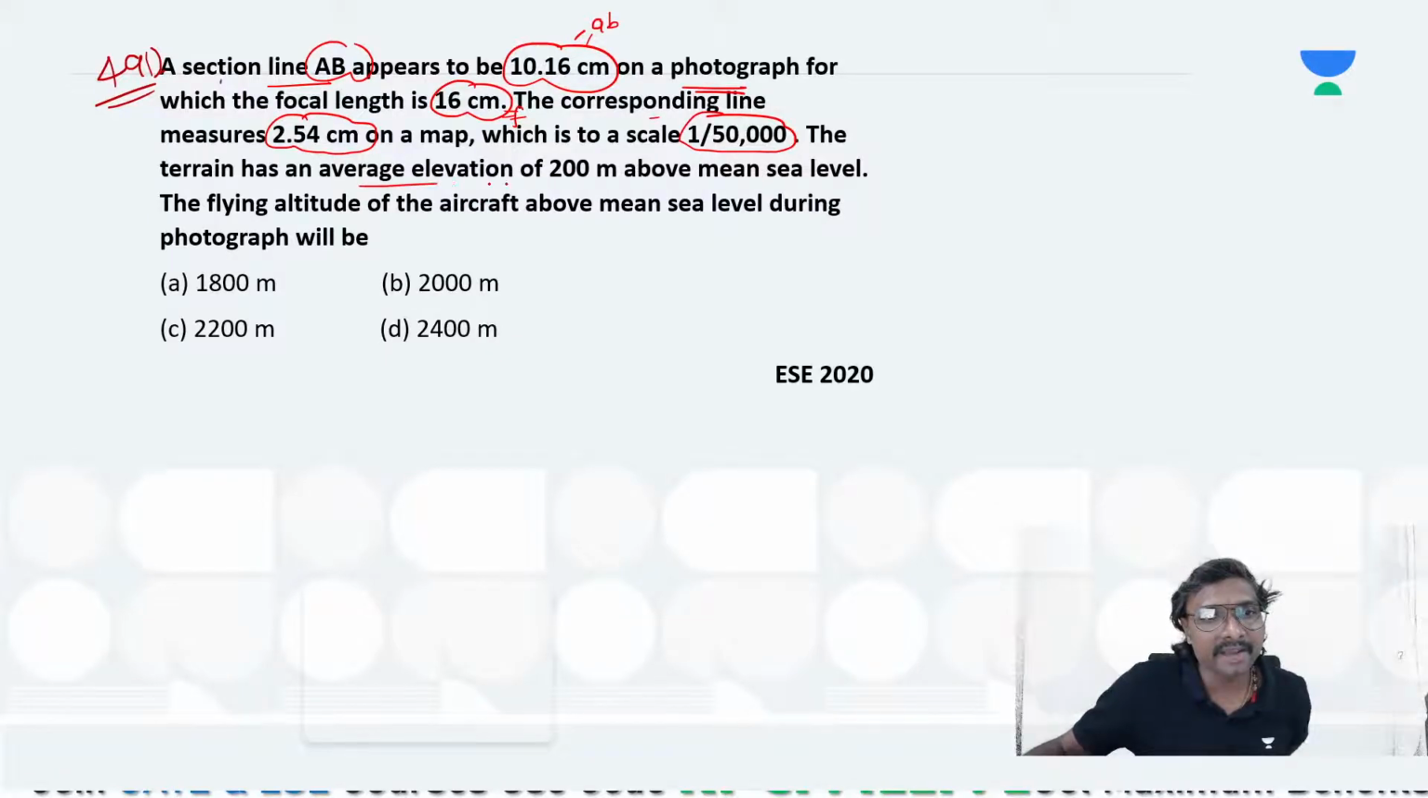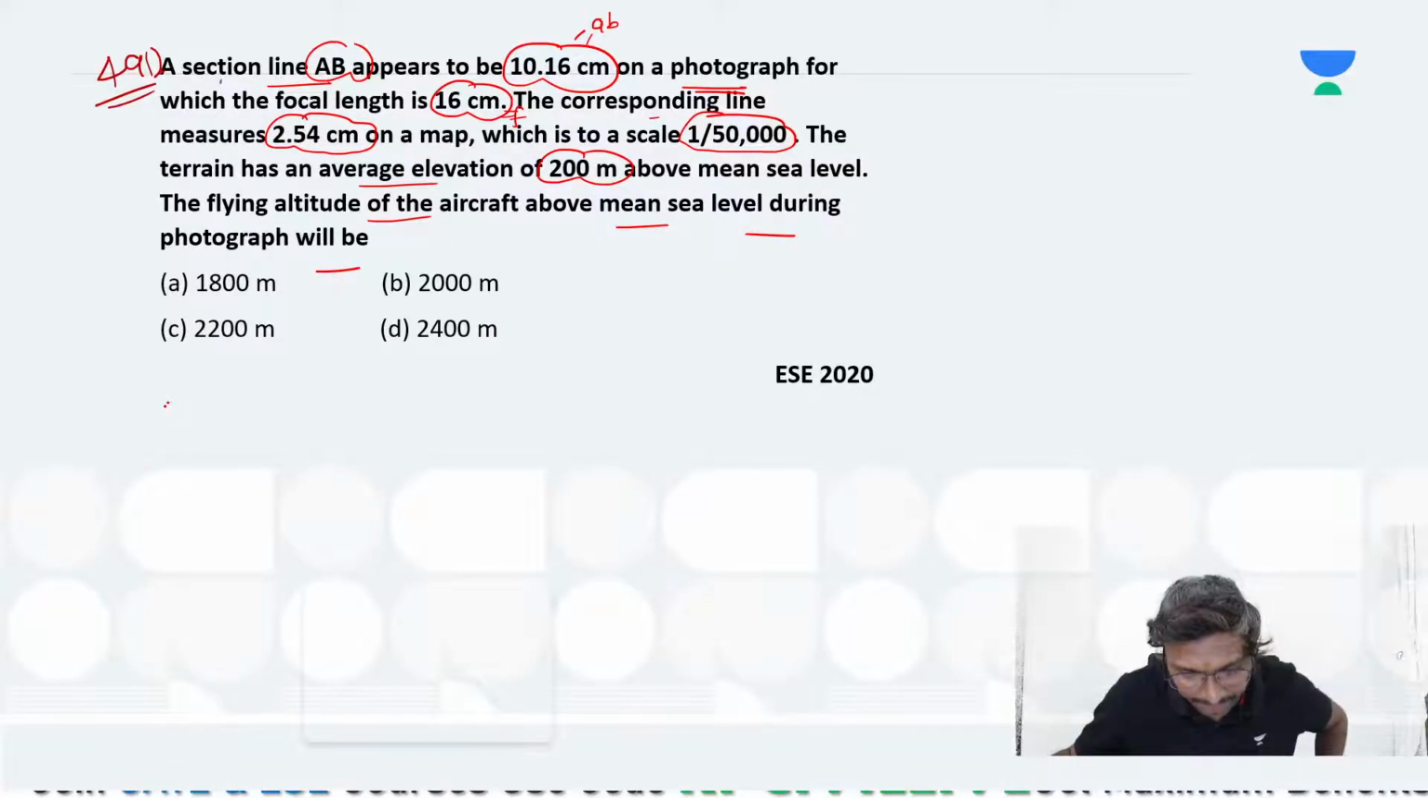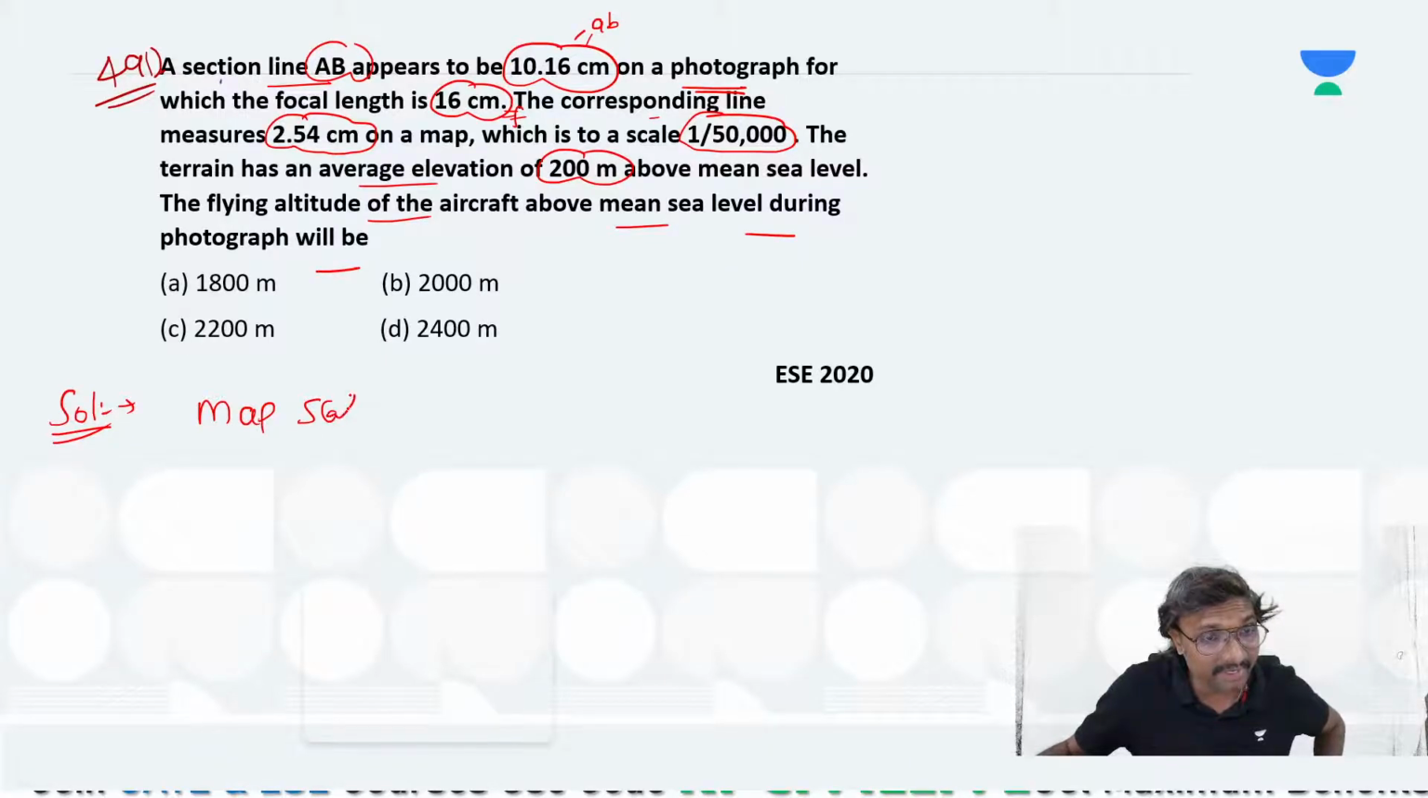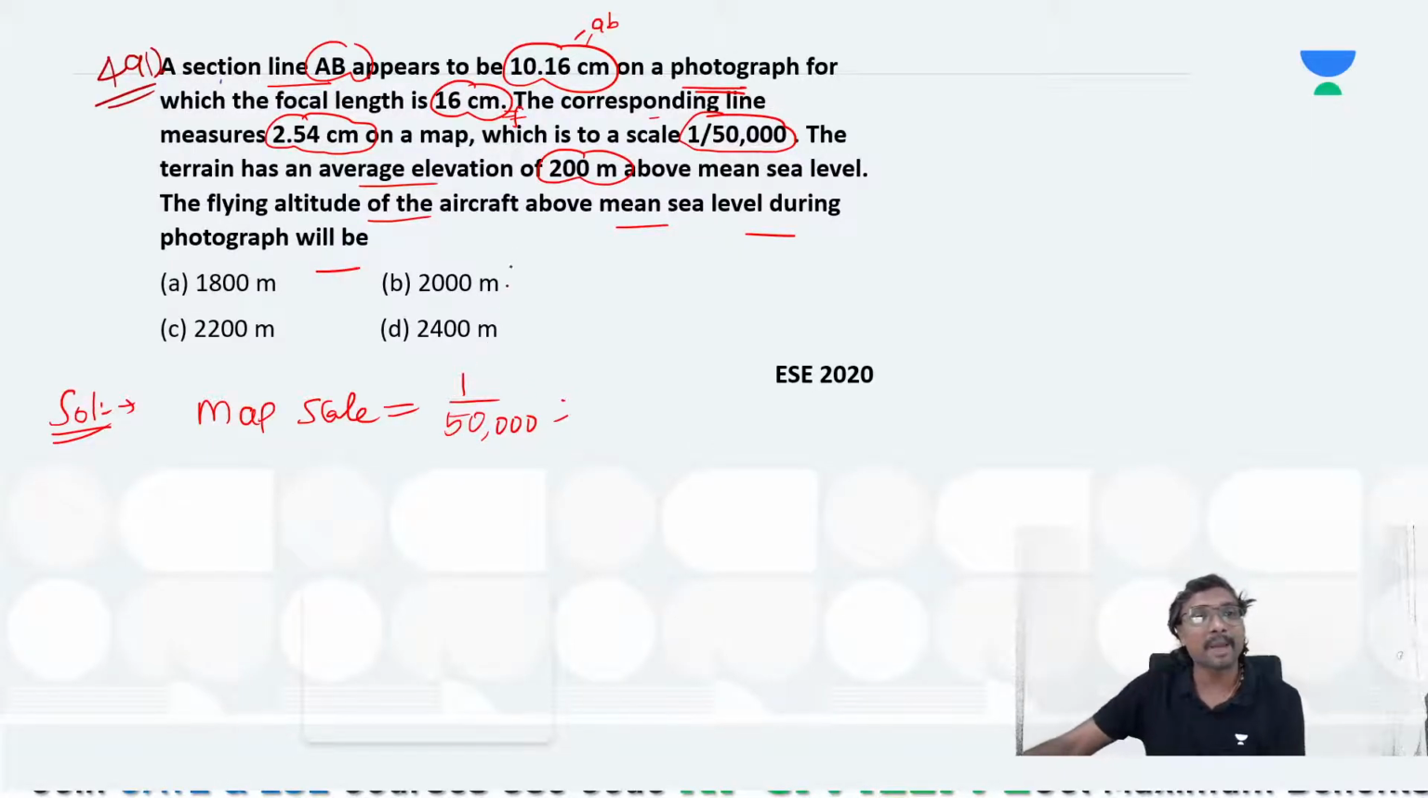The terrain has an average elevation of 200 meters above mean sea level. The flying altitude of the aircraft above the mean sea level during the photograph is what you are asked to identify. So what is given? The corresponding line is measured on the map. That is the map scale, not the photo scale. What is the map scale given? The map scale is 1:50,000.